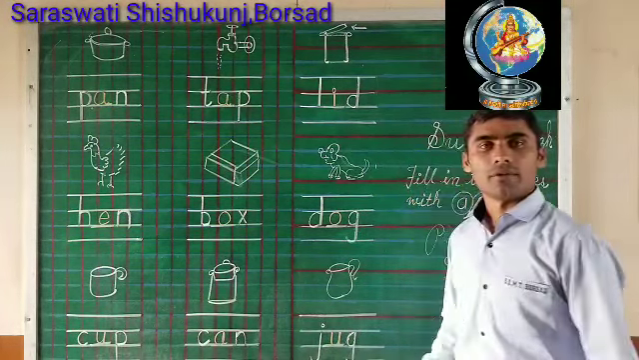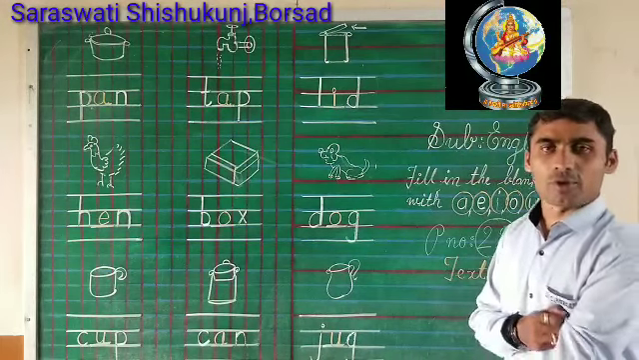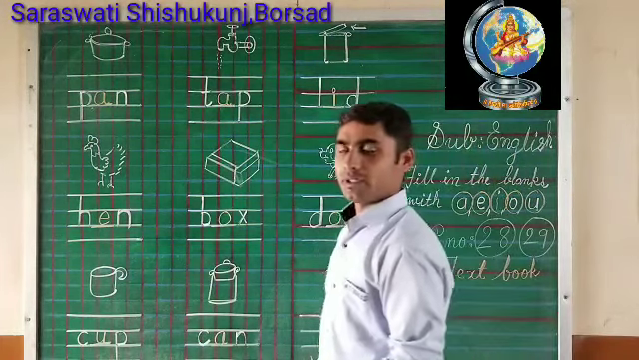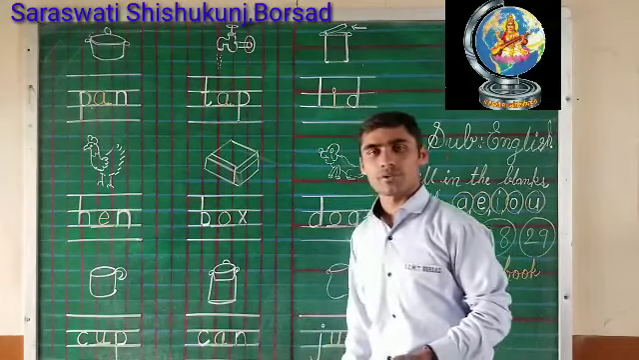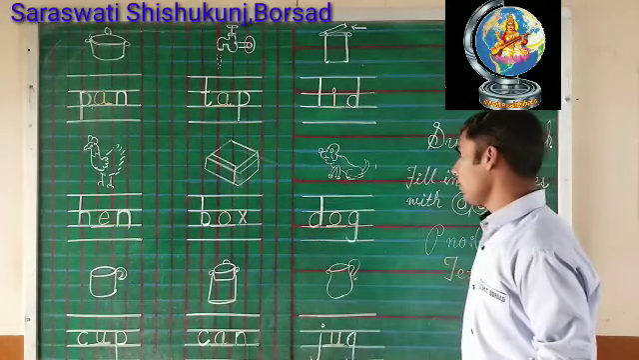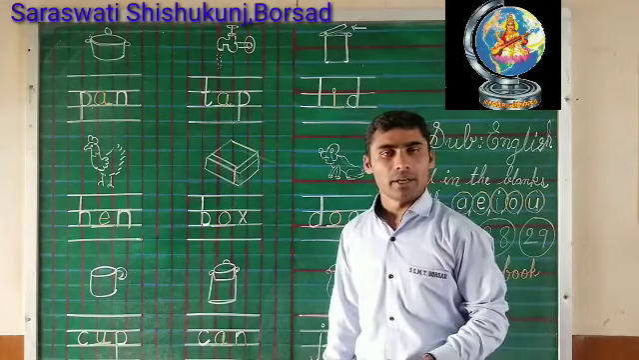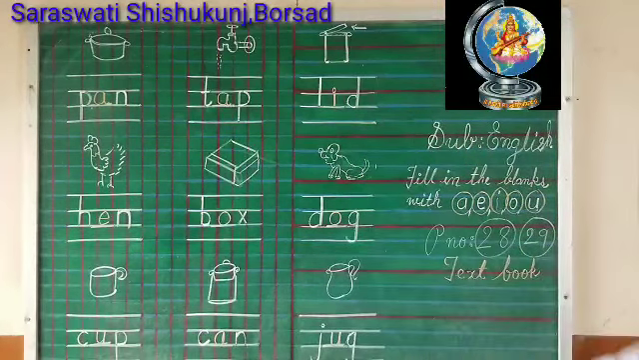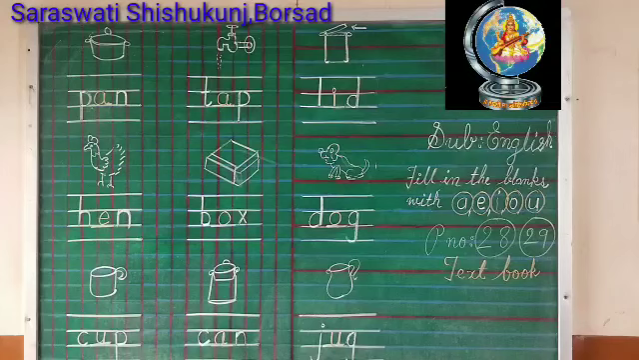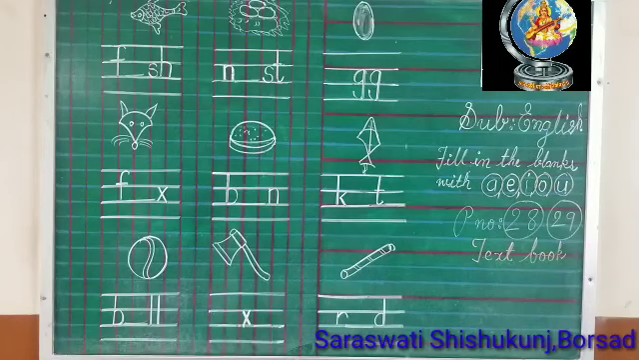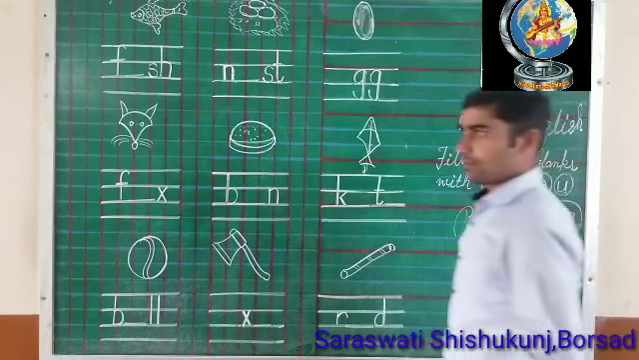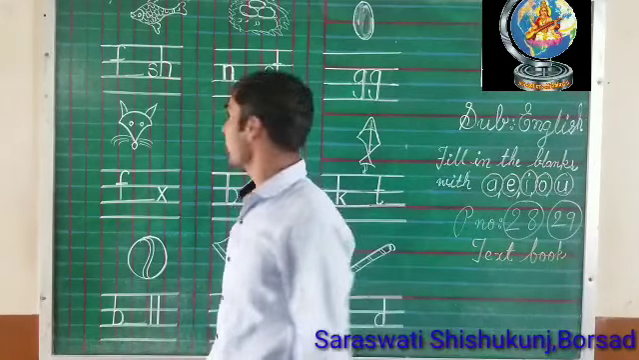J, U, G, jug. Very easy. So this way you have to practice, and then you will get a good command. Let us do page number 29. Let us move to the next page.